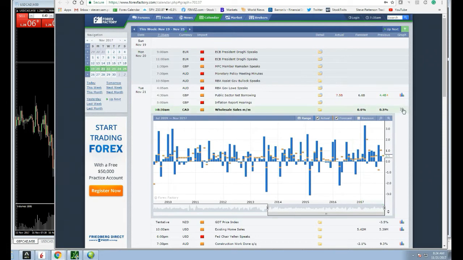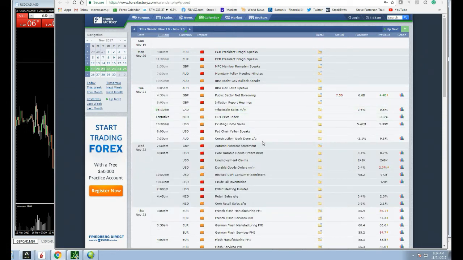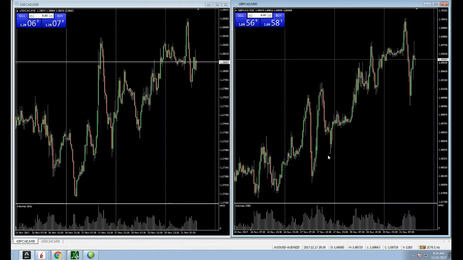Then right after this, we have existing home sales in the United States at 10 o'clock. So I get a double shot at this. I can trade it around the 8:30 data, then I'll get a little bit of kick on the US CAD data a little bit later if I don't get it right. Hopefully we will get it right.